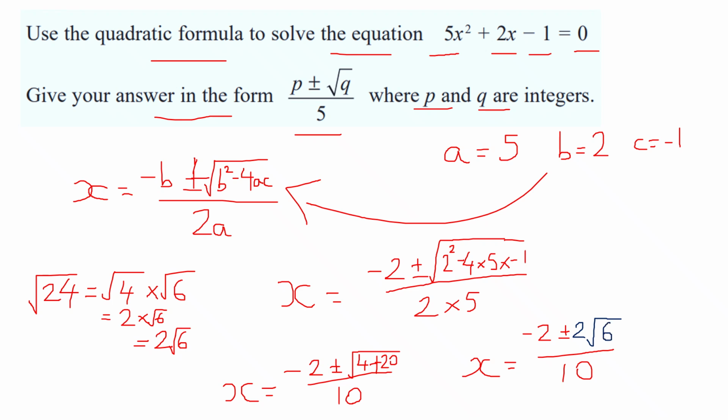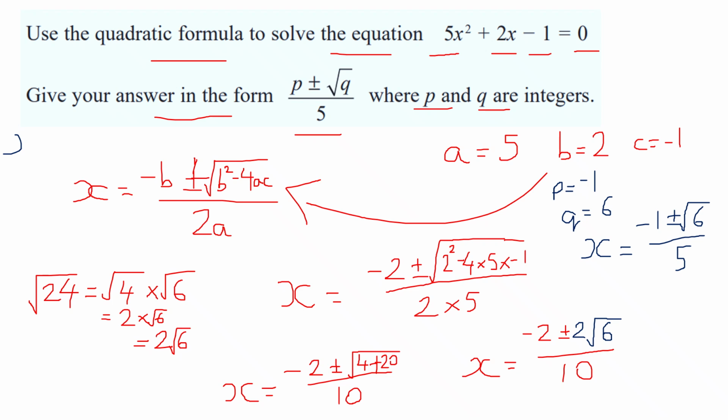Everything is divisible by 2, so dividing through everything by 2, we get x equals minus 1 plus or minus the square root of 6 all over 5. In this case, p is equal to minus 1 and q is equal to 6. And that will give us two distinct solutions, one with a positive, one with a negative.